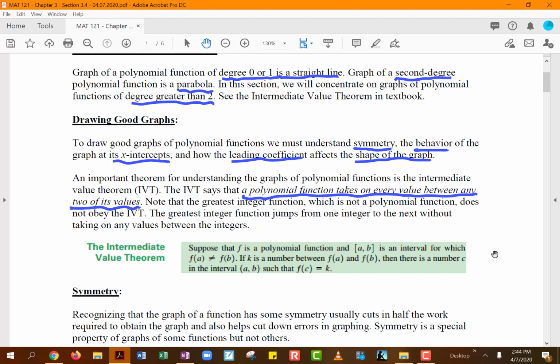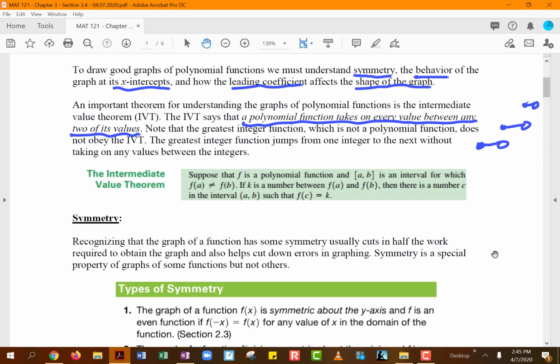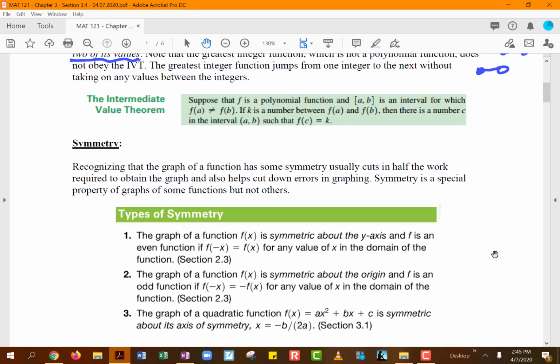If you remember, we had talked about the greatest integer function back in chapter 2 when we looked at piecewise functions, and your greatest integer function, of course, kept making these jumps. This is something that does not happen in polynomial functions when we're talking about this intermediate value theorem, because all those values in the middle are going to exist and you are going to get a nice continuous curve. So there are going to be no jumps like you have in the greatest integer function. So that's the definition for the intermediate value theorem, so you can look through that.